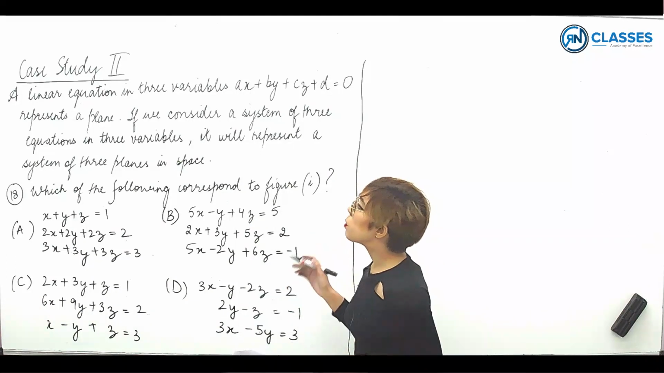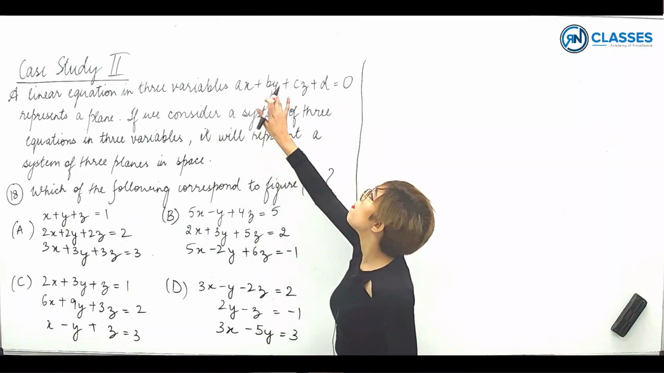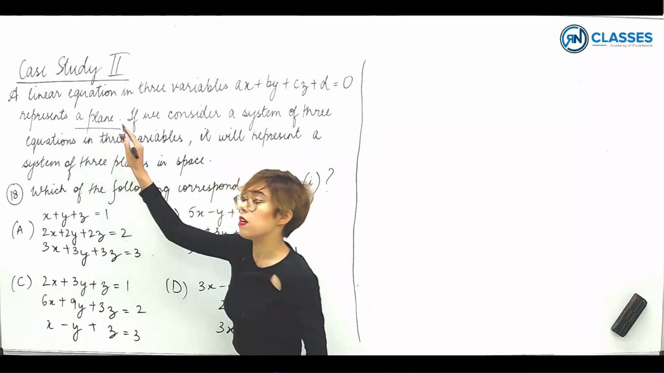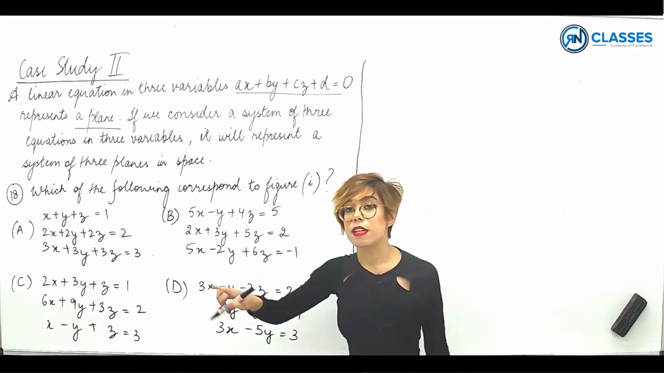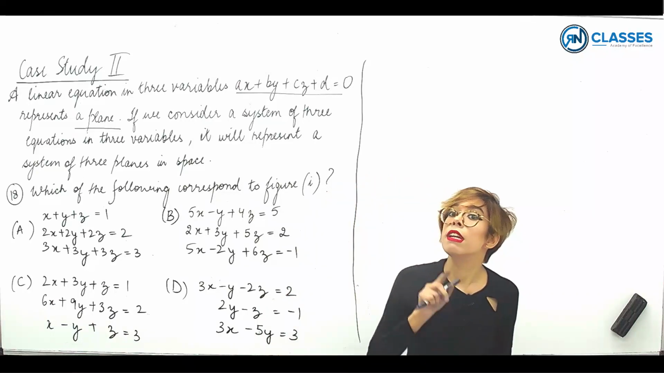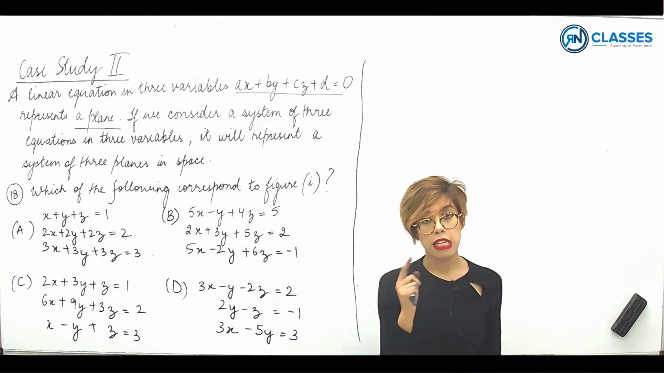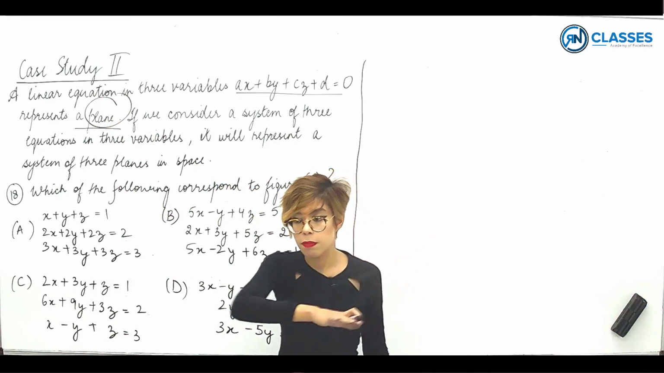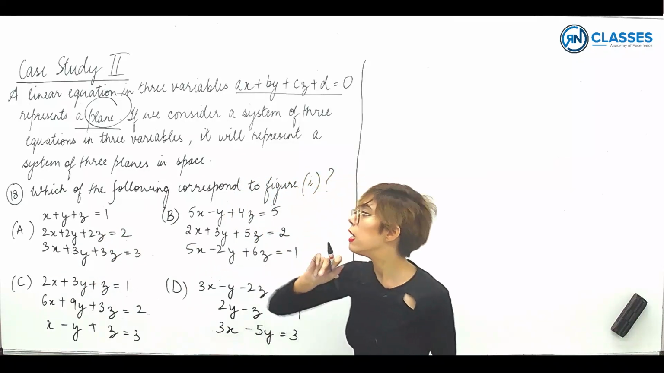Right. So, the question is a linear equation in 3 variables ax plus by plus cz plus d equal to 0. It represents a plane. Linear equation in 3 variables. It will represent a plane, right? Just like linear equation in 2 variables represents a line, a linear equation in 3 variables will represent a plane. And we know what a plane is, right? It is plane surface which extends indefinitely in all the directions, right?